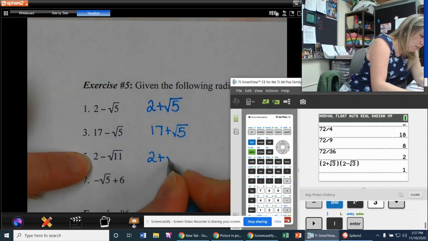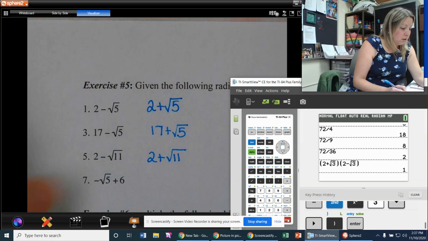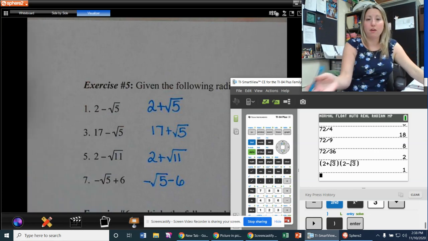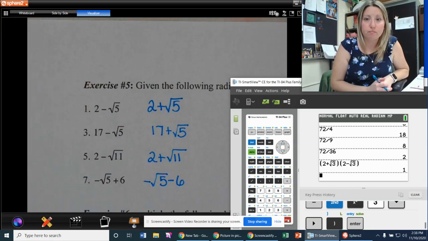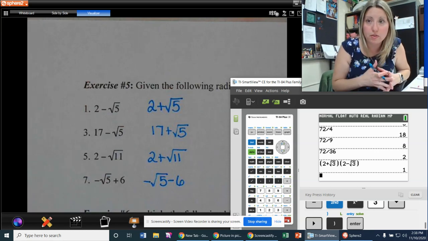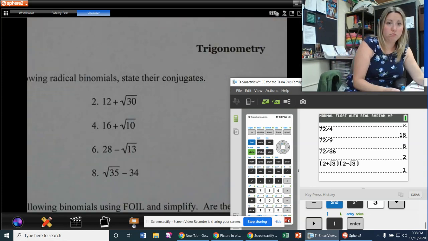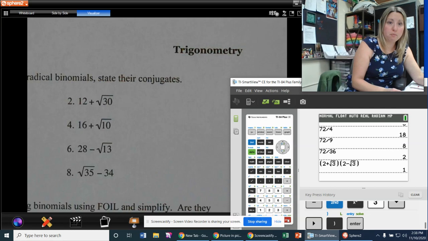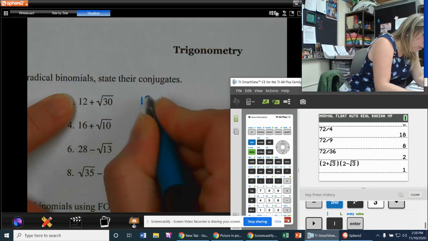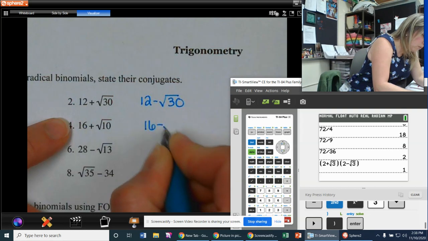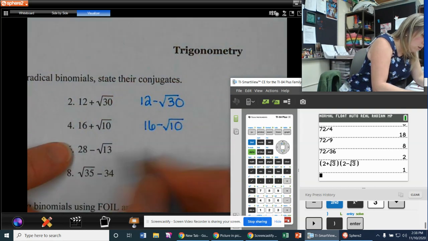Just change the sign between them. 2 plus radical 11, that's its conjugate. Just change the sign between them. Negative radical 5 minus 6, excuse me. Only change the sign between them to create a conjugate situation. Okay? Just change the sign between them. So 12 minus radical 30. 16 minus radical 10. 28 plus radical 13.